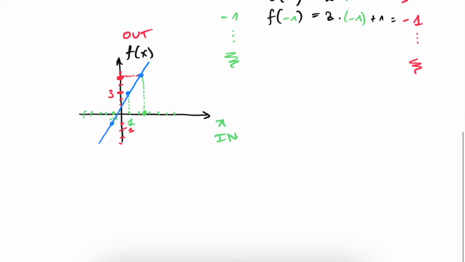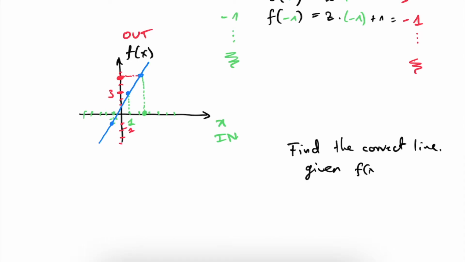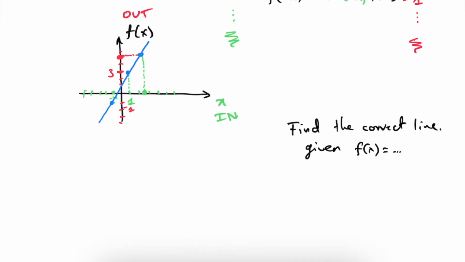The question in these exercises is now, find the correct line given f of x is, well, whatever the exercise gives. Now, like I said, a line is determined by 2 points. So basically, to get the line, we need 2 points. So let's draw our graphs again.